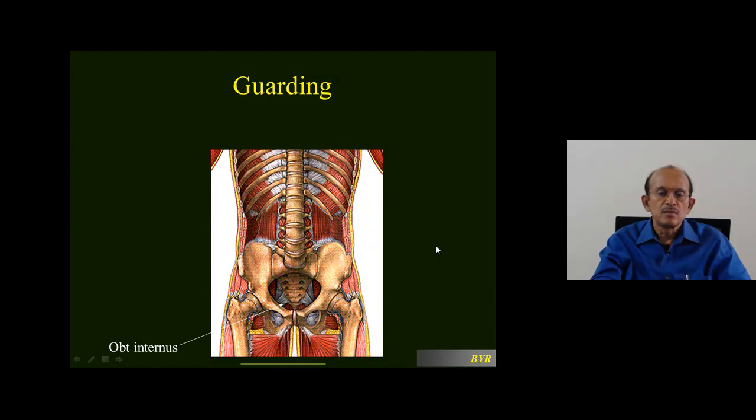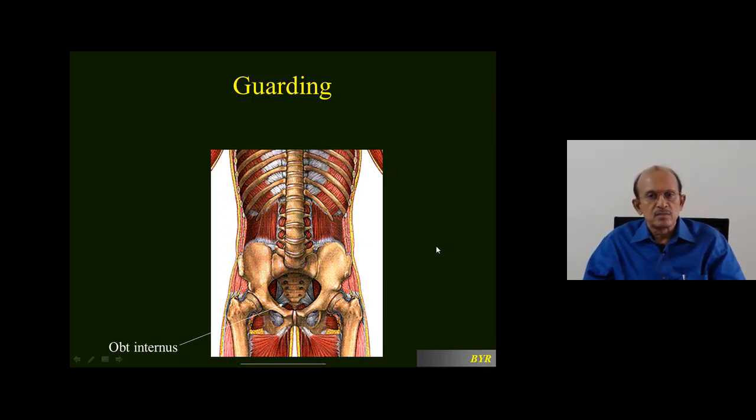Guarding. What is guarding? Reflex spasm of the overlying muscles. Why is there guarding? Whenever there is parietal peritoneal irritation, the muscles overlying the inflamed parietal peritoneum will have guarding. What muscles will be overlying the parietal peritoneum? Lower abdominal muscles usually. And this all depends upon the position of the appendix.